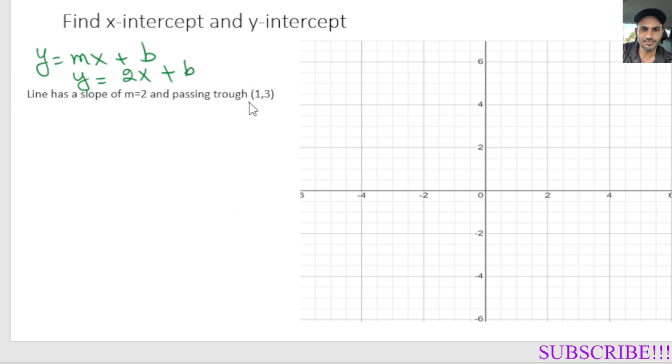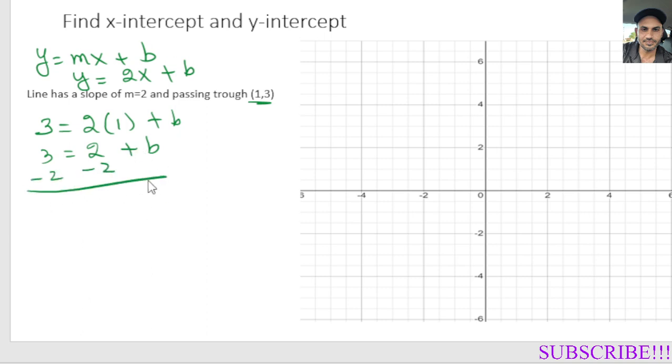So we take this point right here and we plug in here in this equation. So the y value is 3 equals 2, and the x value is 1 plus b. And then 3 equals 2 plus b, and then we subtract 2 on both sides to isolate b, and b equals 1. So then we take this b equals 1 and plug in here, so y equals 2x plus 1.